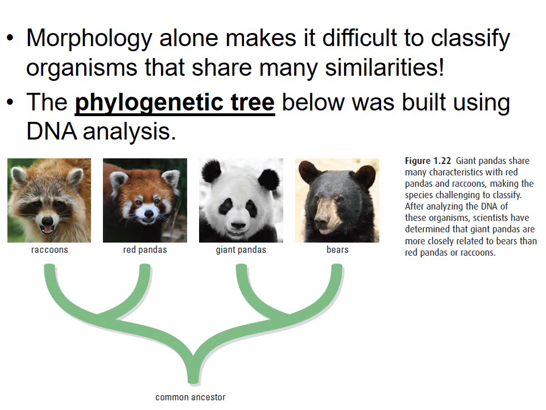Here we can see a phylogenetic tree using morphology. Scientists used to think that the red pandas and giant pandas were more closely related to each other than this relationship that you see here. But after doing some DNA evidence, we actually realized that the raccoons and red pandas are more closely related to each other, and the giant pandas and the bears are more closely related to each other than the other way around. And of course, they all share a common ancestor.